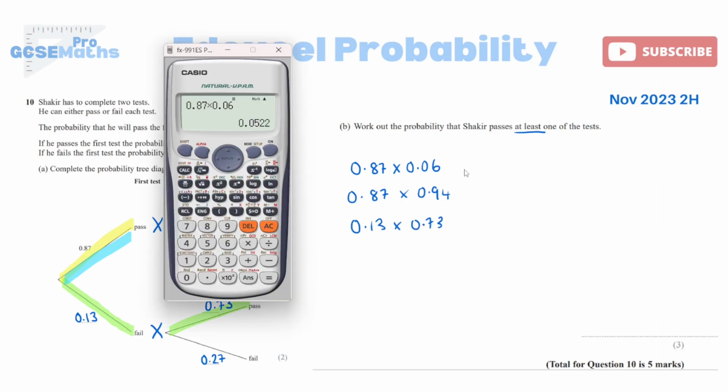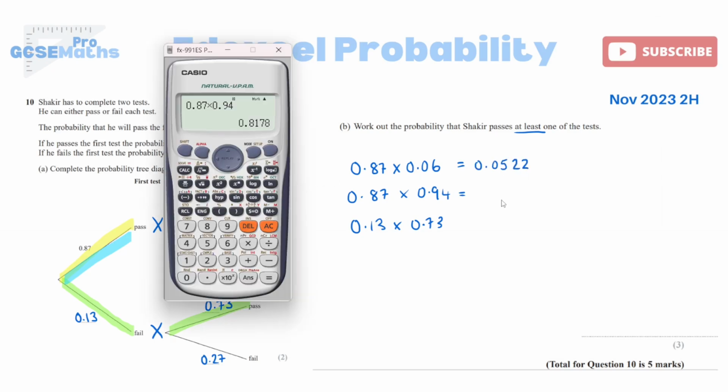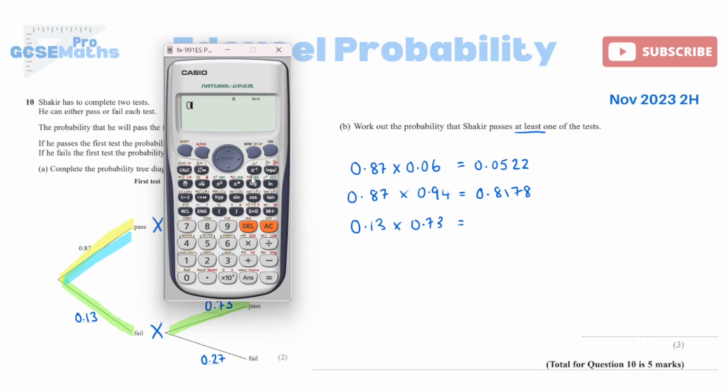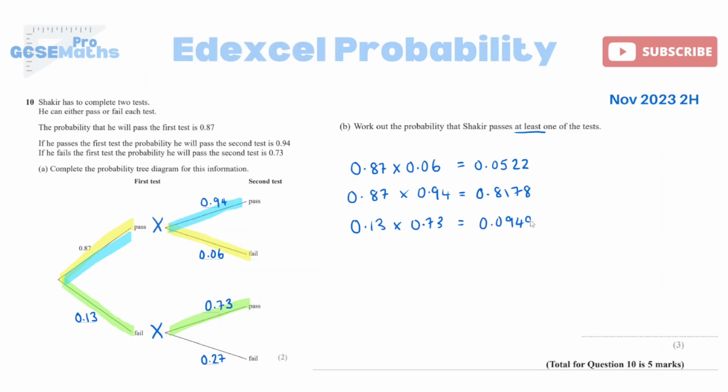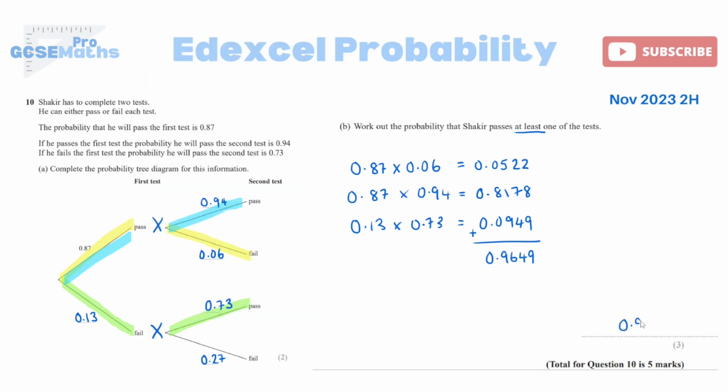So that first one gives me 0.0522. The second one gives me 0.8178. And finally, my third one gives me 0.0949. Now, because we've got multiple options, only one of these will happen. So when you think about it in your head, it's either the yellow option, or the blue option, or the green option. That's now the OR rule. And in probability, when you've got the OR rule, you have to add. So now we're just going to add these all together. And that gives me 0.9649. That's the probability that he will pass at least one of the tests.